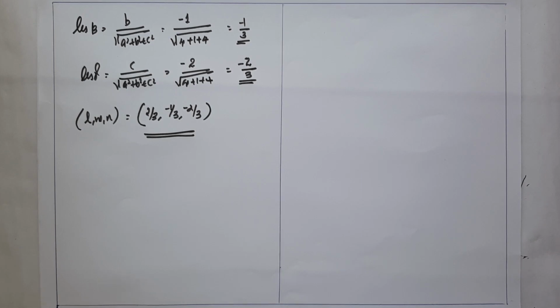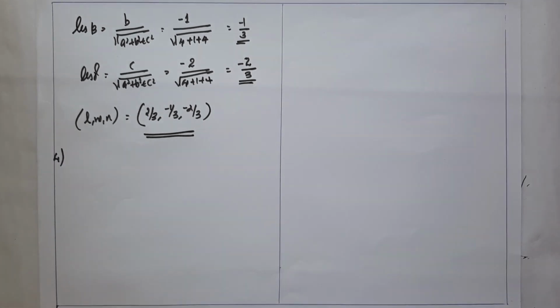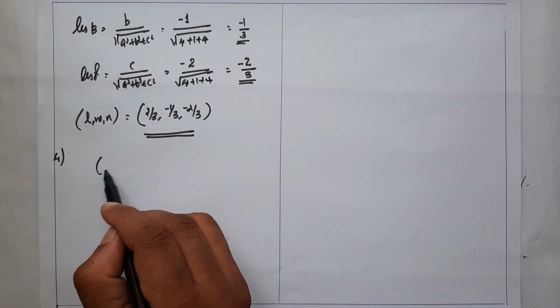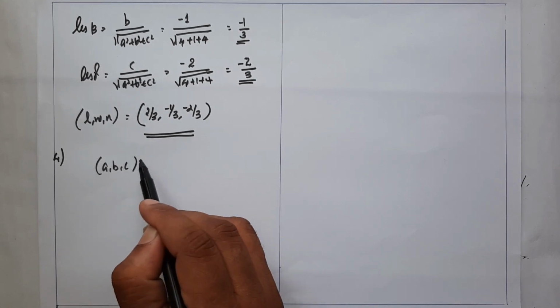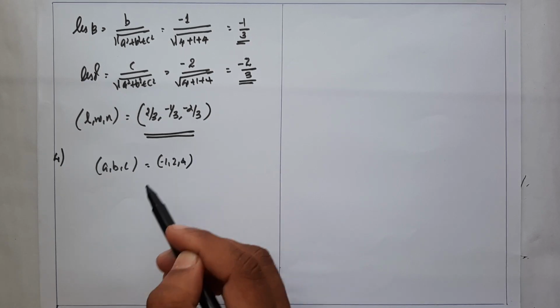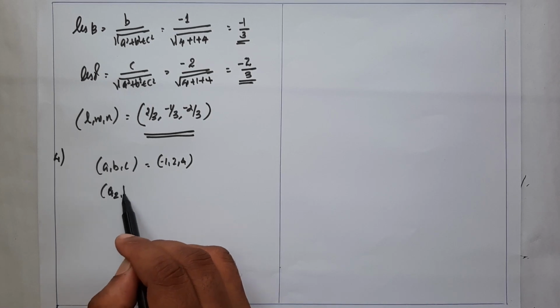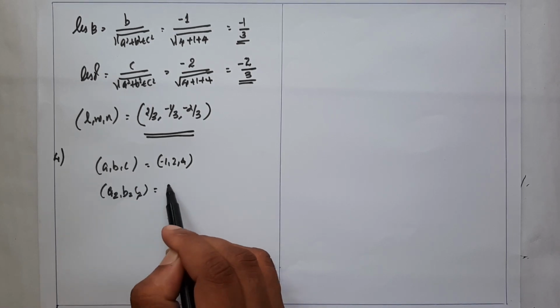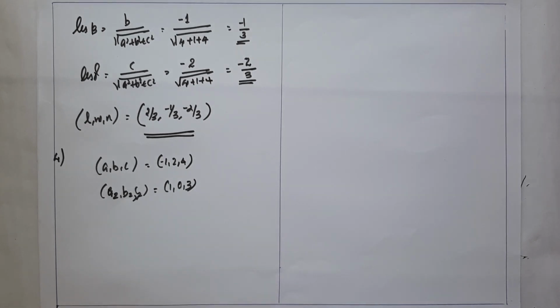Now, next question. Find the direction cosines of a line passing through two fixed points: minus 1, 2, 4 and 1, 0, 3.